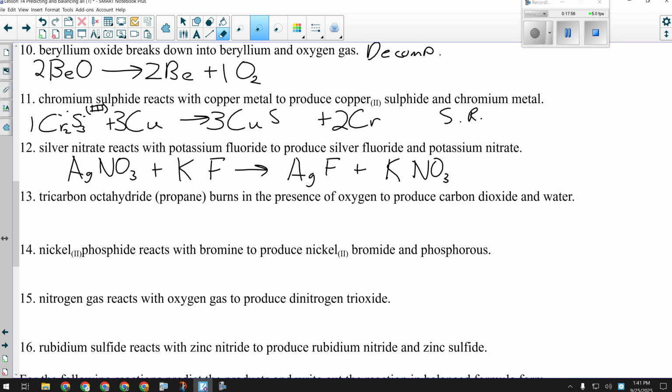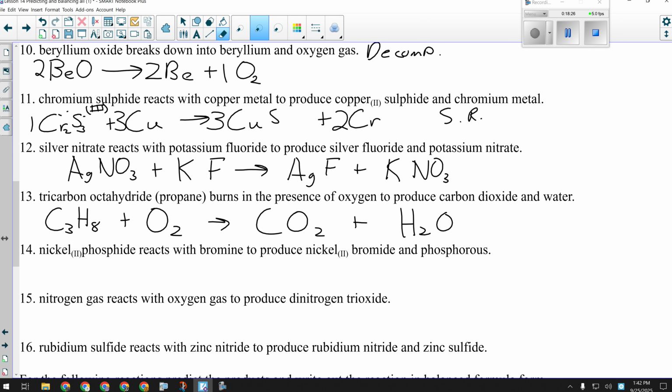Number 13, tricarbon octahydride. Okay, so C3H8, or propane, burns in the presence of oxygen to produce CO2 and water. What kind of reaction are we looking at if the word burns is in there? Combustion reaction is kind of a giveaway. All right, do I need both balancing rules for this one? No, 3 is an odd number. I only use the rule of 2 with even carbon numbers.